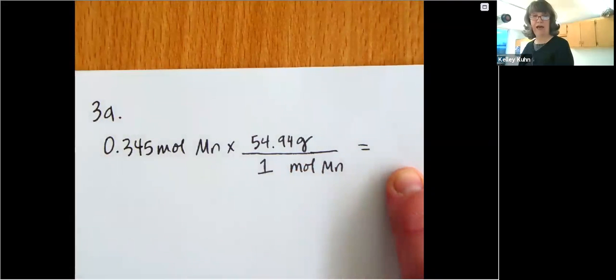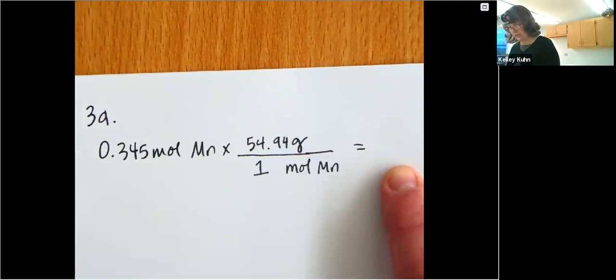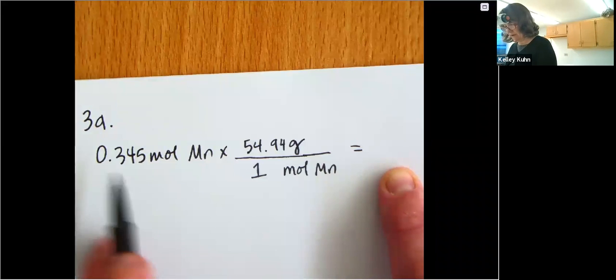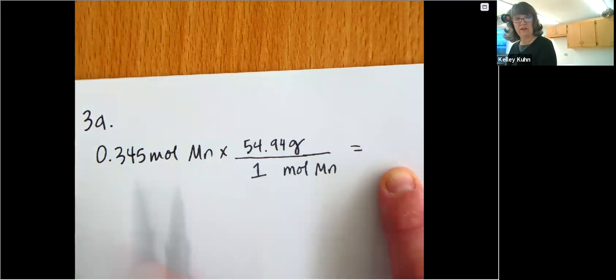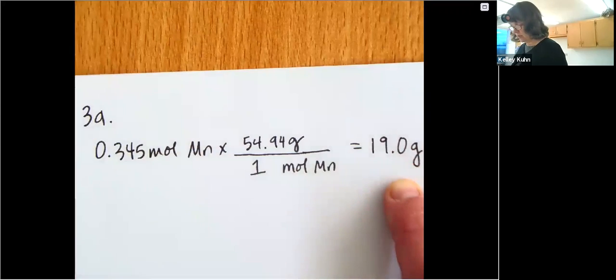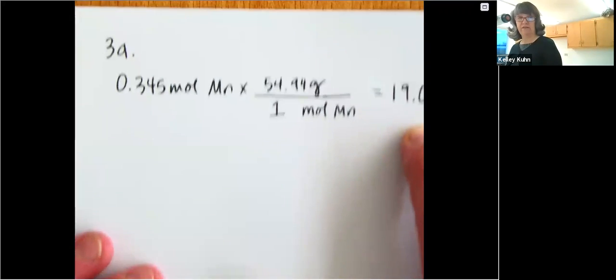So in order to do the math on this, I'm simply going to take 0.345 times 54.94. And how many significant figures did I start with? Well, I started with 3. Remember, leading zeros aren't significant. So I'm going to keep 3 in my answer, which will give me 19.0 grams.